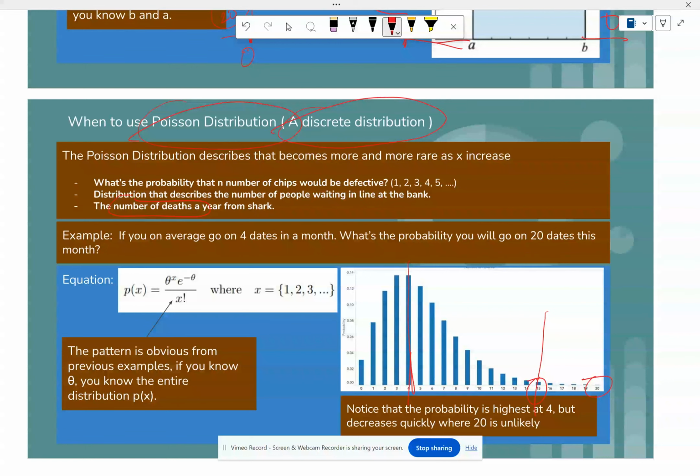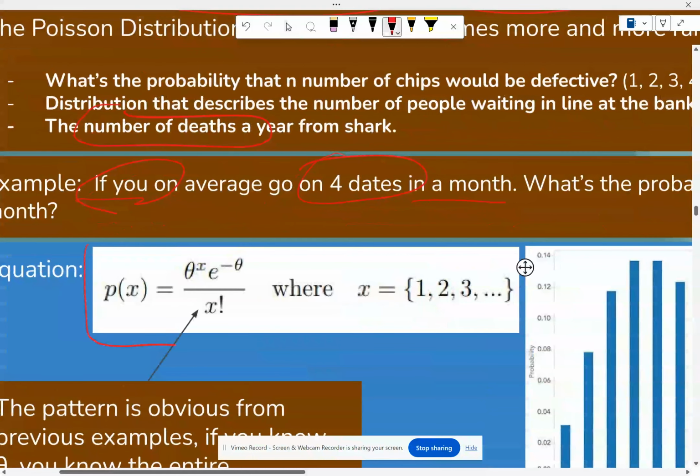And as an example, if you on average go on four dates in a month, what is the probability that you're going to go on 20? That's another one. If on average you go on four, then you going on 20 is probably going to drop very, very quickly. So for those situations, this is the equation. This is called the Poisson distribution. And as long as you know theta, you can plug X in and get the probability back out.